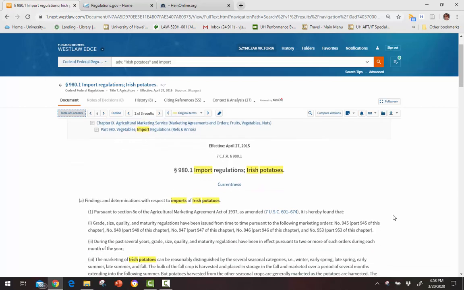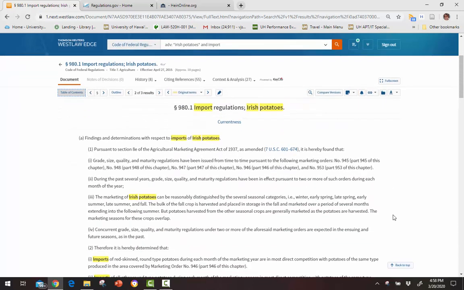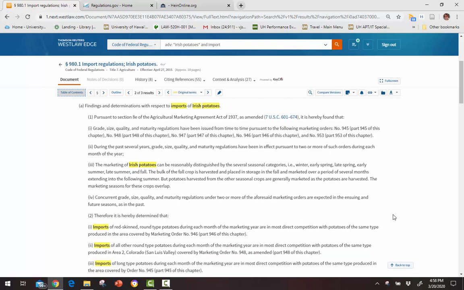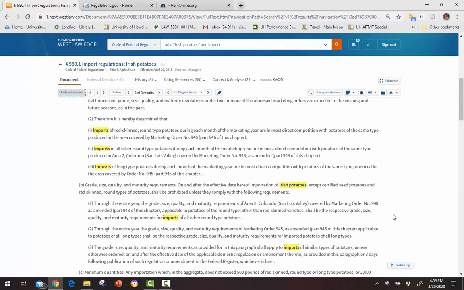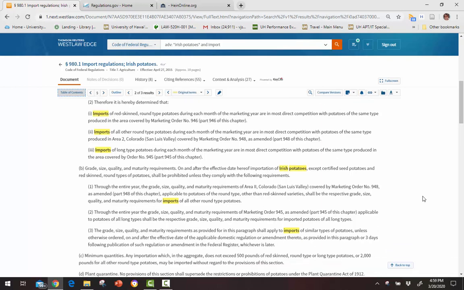Okay, so here, just to give our students an idea of the level of detail that they'll find in a federal regulation, we'll scroll through it slowly. Look at this. Irish potatoes are also grown in Colorado. And they're grown in Washington State. You mean I don't have to import them from Ireland? No. Wow. We are a global society. I had no idea.